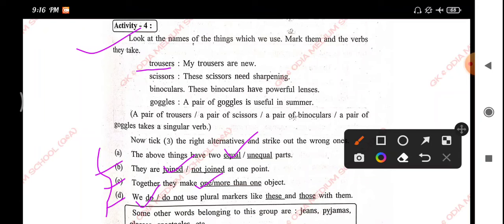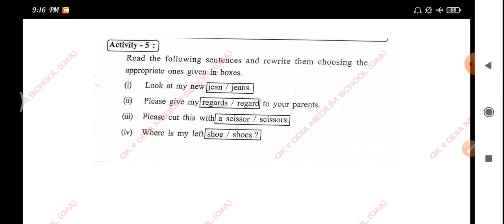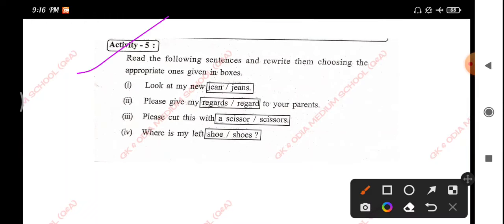Activity 5. Read the following sentences and rewrite them choosing the appropriate ones given in boxes. I. I look at my new jean or jeans. Which one? Jeans. Write, look at my jeans. II. Please give my regards to your parents. Regards. III. Please cut these with a scissor or scissors. Scissors. Please cut this with scissors. IV. Where is my left shoe or shoes?